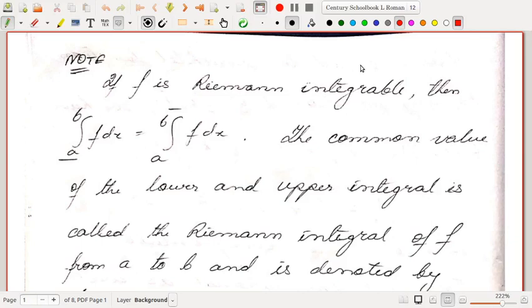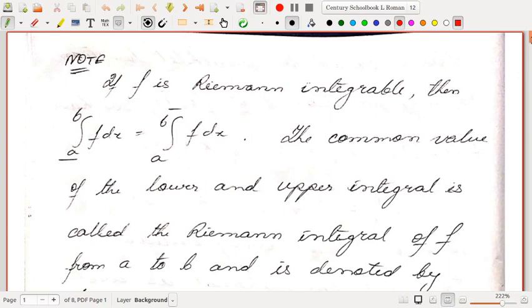Hello students, we continue with our discussion on Riemann integration. Last class we have seen that f is Riemann integrable if the lower integral is equal to the upper integral, which is the Darboux integrability. For our course we are taking it as Riemann integrability because both are equivalent. So we will be using this notion.